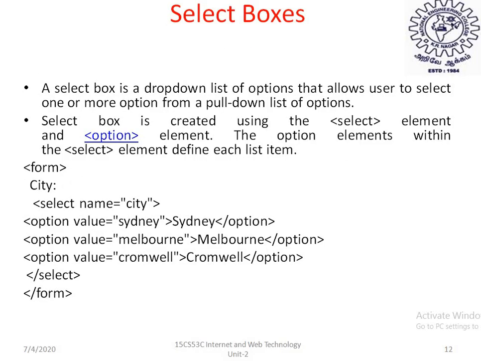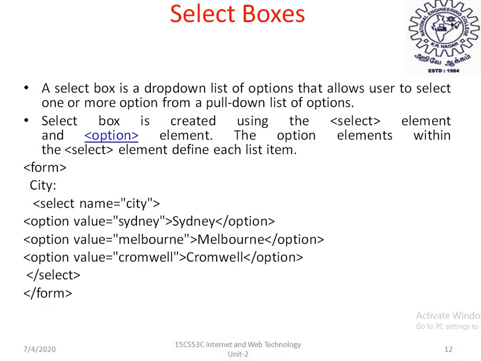Next one is the select box or selection box. It is also known as a drop down list, where you can choose one or more options from a pull down menu. A select box is created using the select element, whereas a text area is created using the textarea element. Here the select box is created using the select element, and they have given a name attribute.